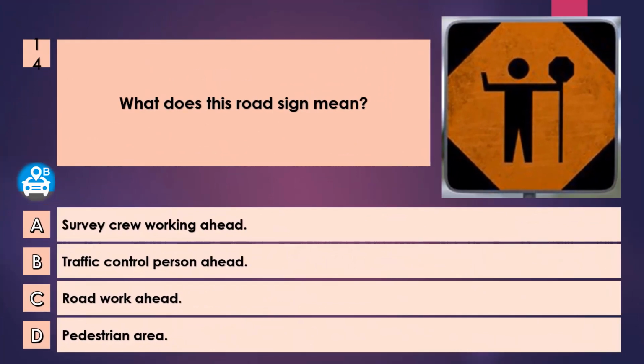What does this road sign mean? A. Survey crew working ahead. B. Traffic control person ahead. C. Road work ahead. D. Pedestrian area.